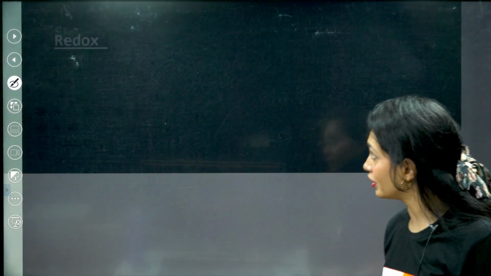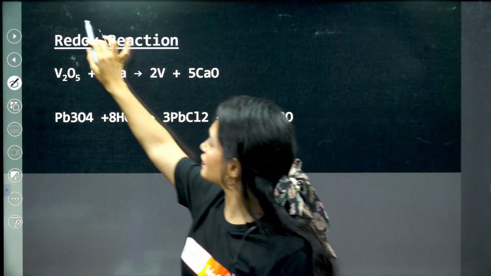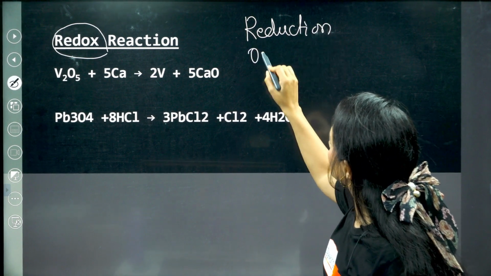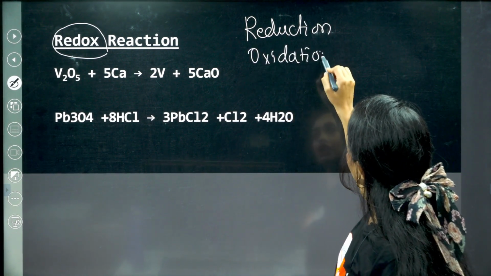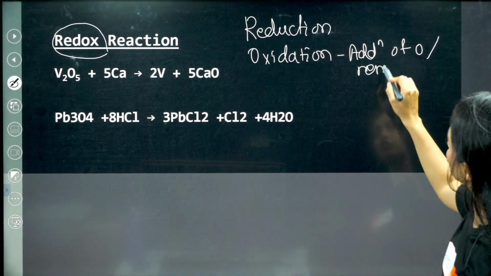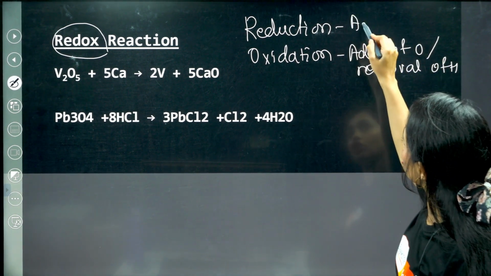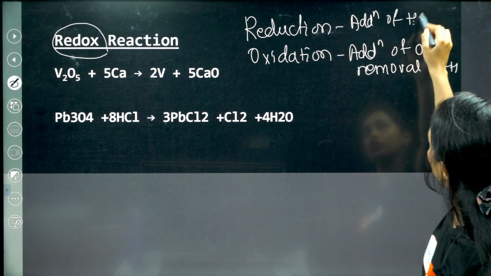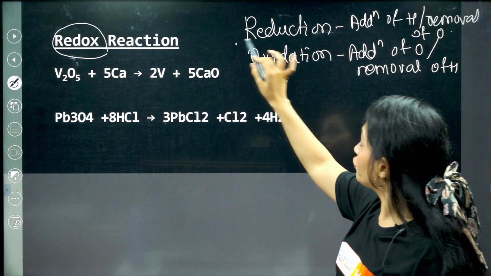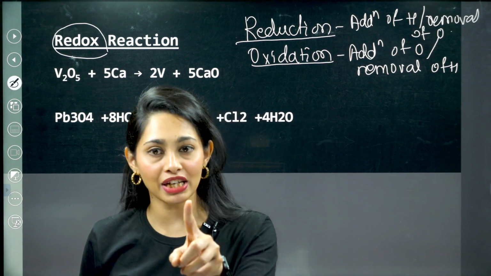Moving on, the last type here, redox reaction. The name itself suggests that reduction and oxidation are going to happen simultaneously. So what is oxidation? Addition of oxygen or removal of hydrogen. On the other hand, reduction is addition of hydrogen or removal of oxygen. If both reduction and oxidation reactions are happening simultaneously in the same reaction, those are called redox reactions.